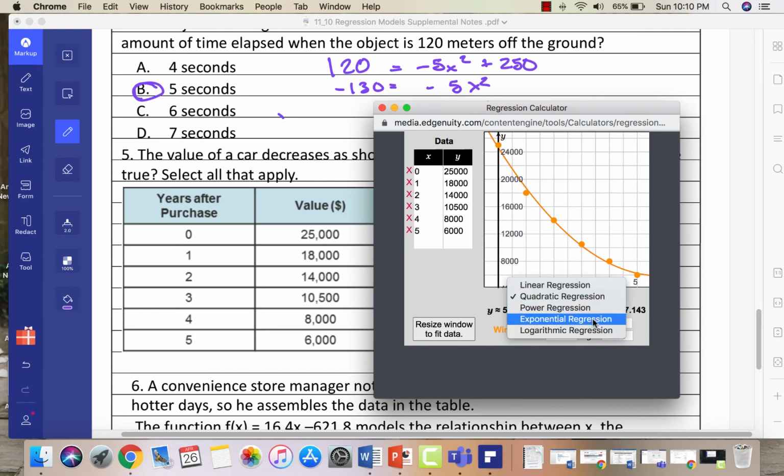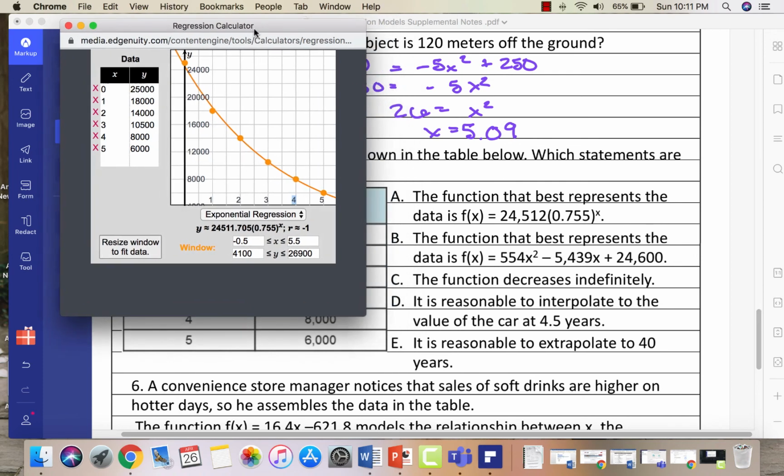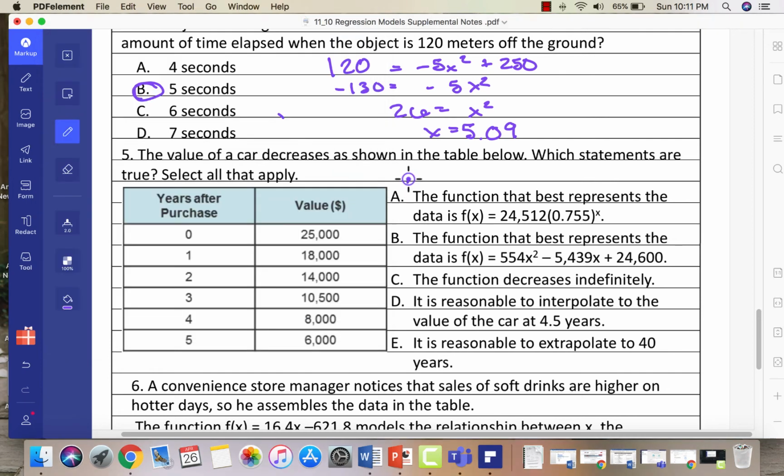This is going to be an exponential regression because it doesn't have a full curve. It doesn't go back up. And then, so it's going down. So let's look. If this is exponential, what is going to be our equation? It's going to be this one right here, A. So A is going to be our equation. So we know it's not going to be B.